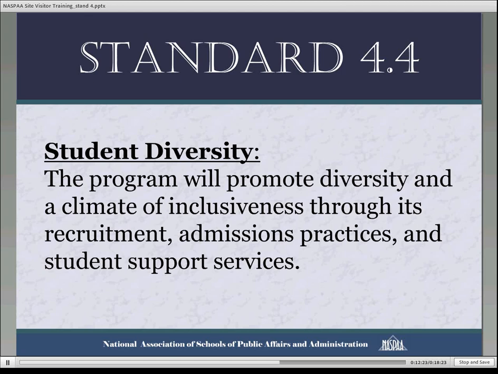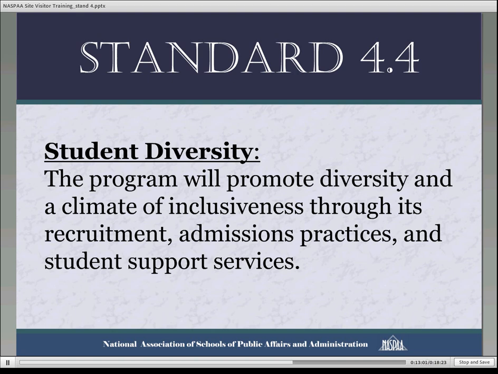The fourth section of Standard 4 has to deal with student diversity. And here we're looking to see that the program promotes diversity through a climate of inclusiveness in all aspects of its student services. That's its recruitment, its admissions practices, and its student support services. So in this case, it's not simply looking at the numbers, although that is one of the things that programs have to report in the self-study report: the demographic composition of their student body.